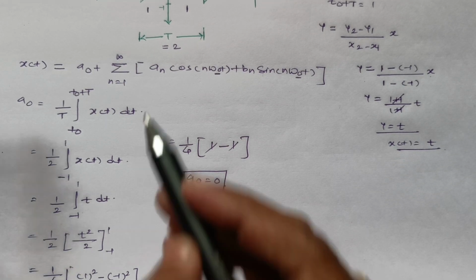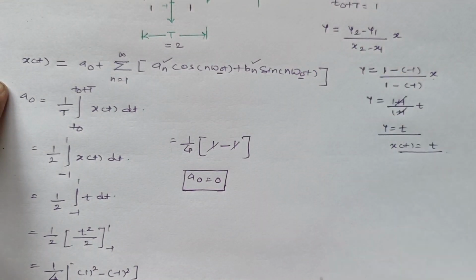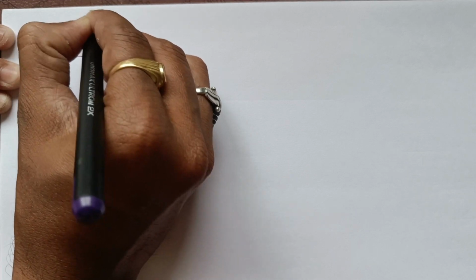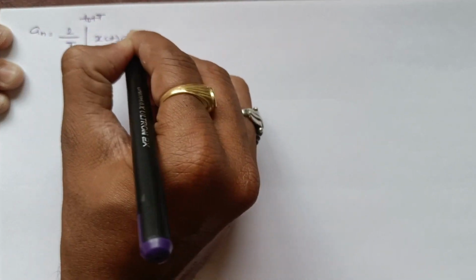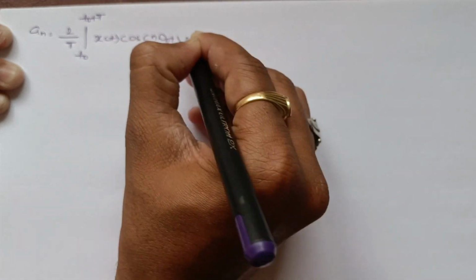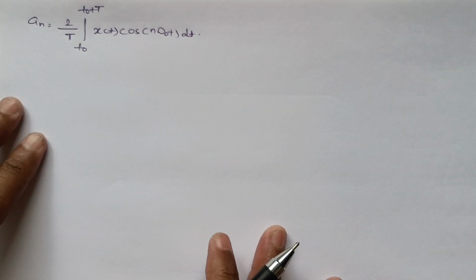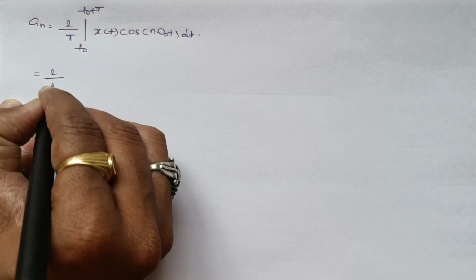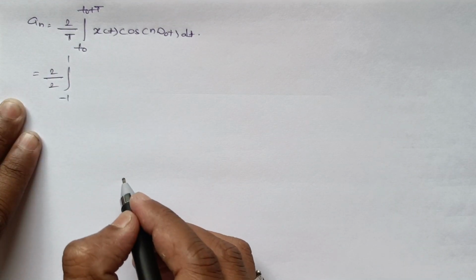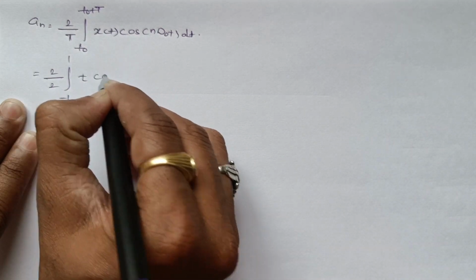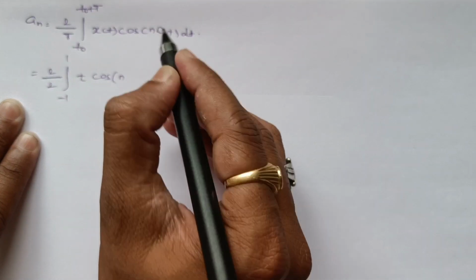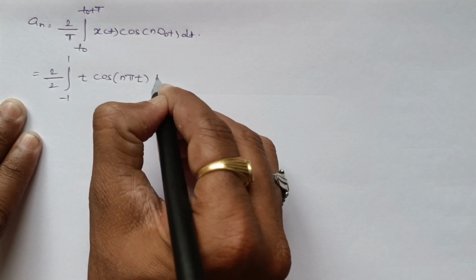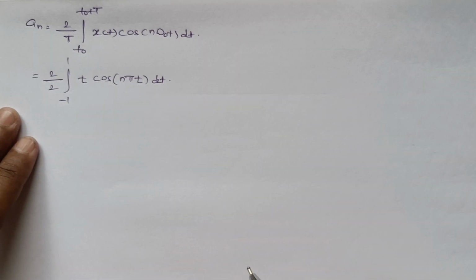Now based on that, we have to go for finding the values of an and bn. So let's find an. Here we'll write an is equal to 2 by T, again integration from t naught to t naught plus T, x of t into cos n omega naught t dt. This is the standard formula. We'll put those values: 2 divided by the time period is 2, with the limits -1 to +1. x of t is nothing but t multiplied by cos n omega naught t, which gives us cos n pi t dt. We have found the value of omega naught already.